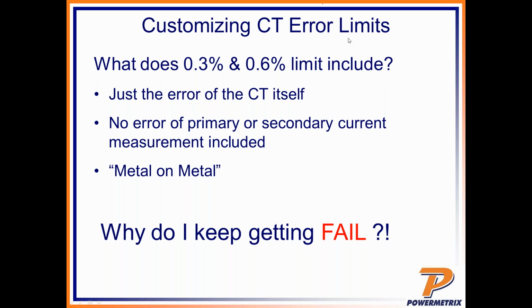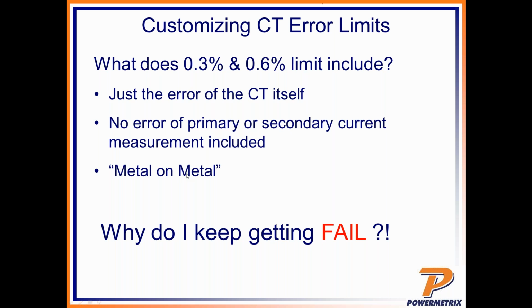So customizing CT error limits, let's talk about real quick. So when we say a CT is 0.3% and 0.6% at down to its 10%, right? What does that actually include? What does that mean? Well, from the CT manufacturer, it's simply the error of the CT itself. That's it. Nothing else. So the physical nature of that CT must be within 0.3% or 0.6% error. There's no error of the primary or secondary current measurement that's included in that.